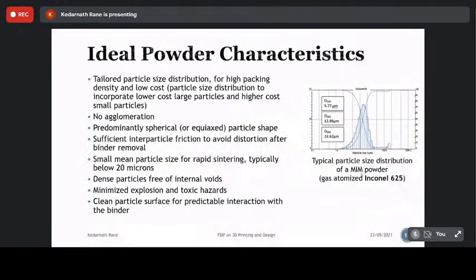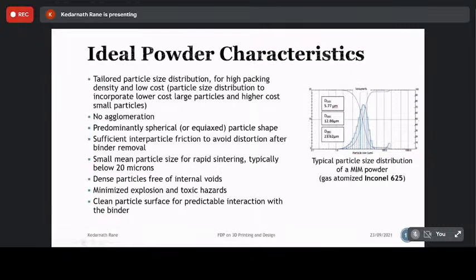When it comes to the desired powder particle characteristics for this kind of application, here we are seeing a typical distribution of particle size for metal injection molding powder. Inconel, again, is one of the specific requirements. Inconel 625 gas atomized powder. You can see the mean particle size here.